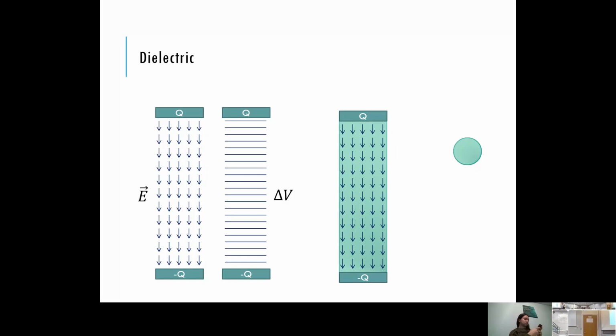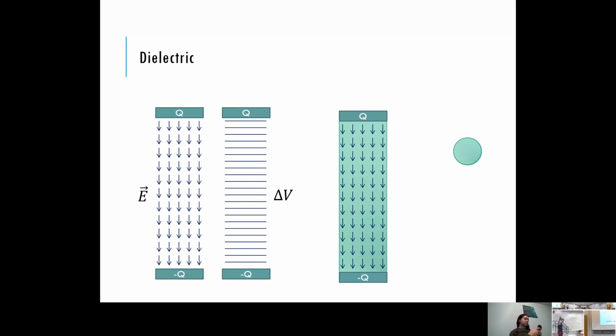Now, usually, again, you want a material that is an insulator. If you put a conductor between those two plates, the charges on the top are going to zip down to the bottom and you'll be done. Okay. So this only has a practical application when you put an insulating material in between the two.